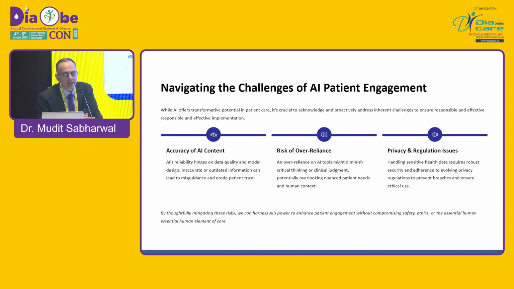Now, of course, there are challenges which I mentioned, and how can we navigate through these challenges? Accuracy of AI content has to be vetted, and the whole quality and the model design has to be vetted and understood before the patient gets misguided. There is risk of over-reliance, like many of us are using AI day in, day out, for everything. So there are chances of over-reliance on the AI. We should not lose our wisdom as doctors and not completely depend on answers we get from that. And then of course there are privacy and regulation issues. We can connect everything with AI, but there are privacy issues, right? Your data is ultimately accessible.